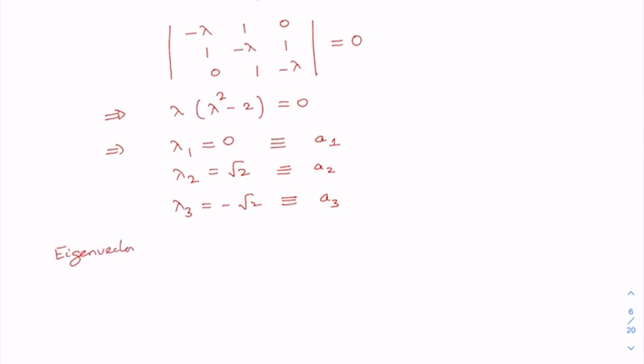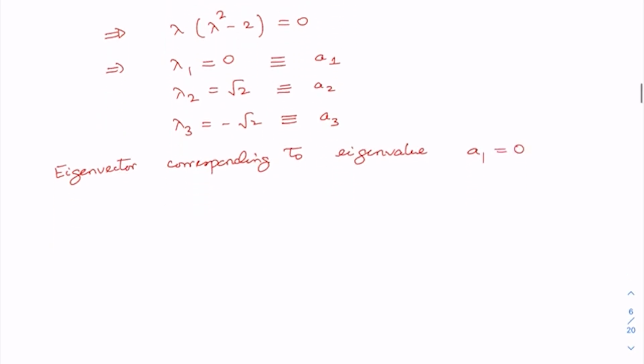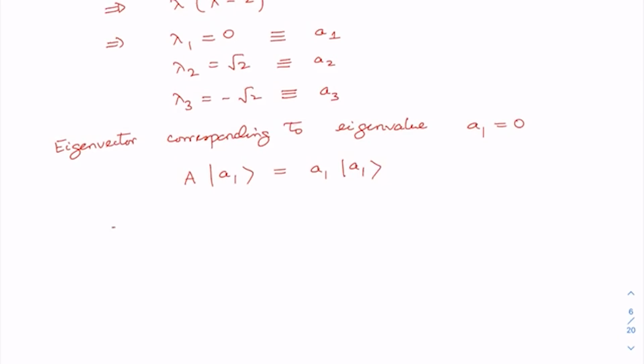So the eigenvector corresponding to eigenvalue a1 equal to 0. I will show you the procedure how to do it. You just have to solve this eigenvalue equation: A ket a1 equals a1 ket a1, and ket a1 is a column vector, and A is the matrix 0, 1, 0; 1, 0, 1; 0, 1, 0.